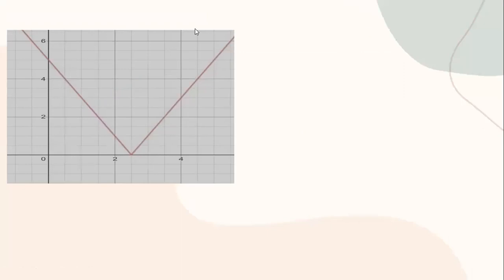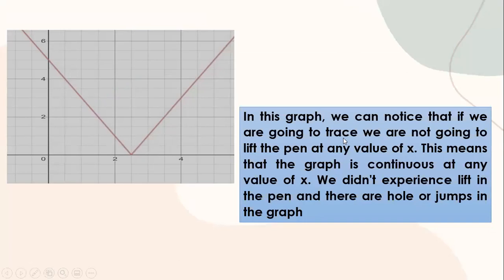Okay. Next, for our third example, is this graph continuous or not? In this graph, we can notice that if we trace it, we are not going to lift the pen. So the graph is continuous and we have encountered no interruption. This means the graph is continuous at any value of x. We didn't lift the pen, and there are no holes or jumps in the graph.